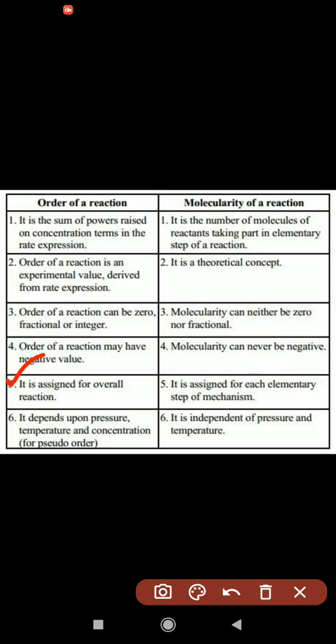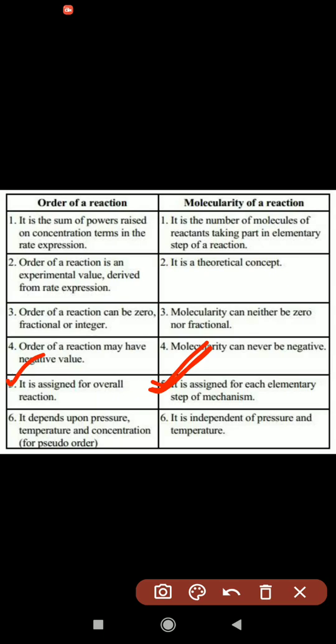Next, order of reaction is assigned for the overall reaction. While looking at the overall reaction, we find the order of reaction. Next, molecularity is assigned for each elementary step of the mechanism. For each step, we see how many reactants participated. Based on the number of participating reactants, either one or two, we find the molecularity of the reaction.